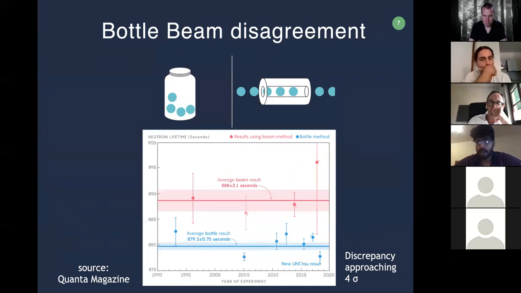The funny part is there is a long-standing, almost 25-year-old discrepancy now, a disagreement between the bottle and the beam. The beam has repeatedly measured longer lifetimes by around 8 seconds compared to the bottle method. Subsequent measurements, both in the bottle and beam, have been successful in reducing systematics, but to no avail. There still is this discrepancy that's approaching around 4 sigma now.